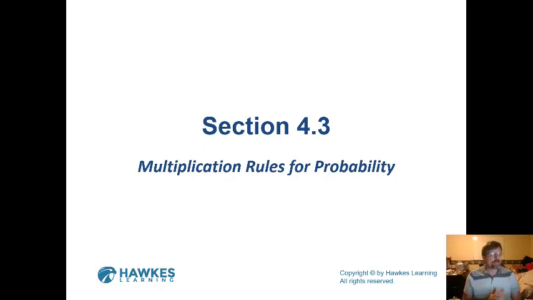Okay, this evening we are going to talk about multiplication rules for probability. These are used when you are trying to calculate the probability of something and then something else happening. So, like the probability of rolling a 4 after rolling a 6 on a die.